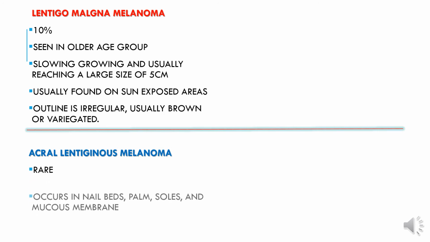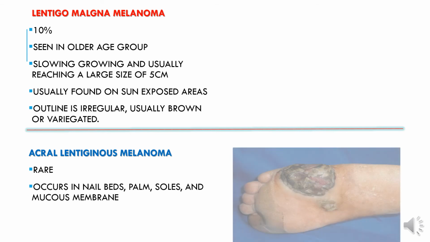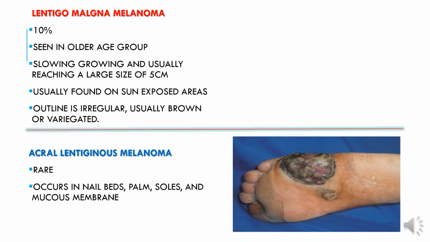And the acral lentiginous melanoma is a rare type of melanoma occurring in nail beds, palm, soles, and mucous membrane. Acral means peripheral part of the body, that's the hands and the legs. So you can use that to remember. So when it occurs on nail bed, it's important to differentiate it from subungual melanoma and chronic paronychia, because they are important differential diagnoses. Here's a diagram showing an acral lentiginous melanoma.